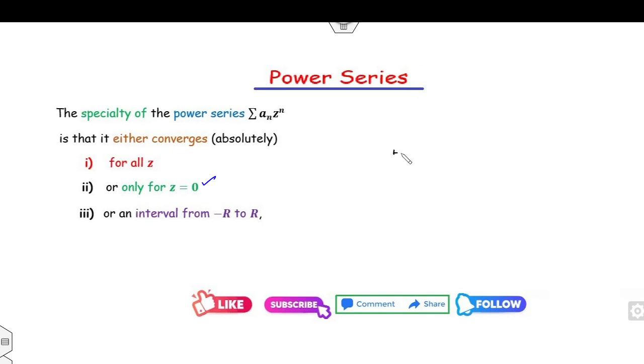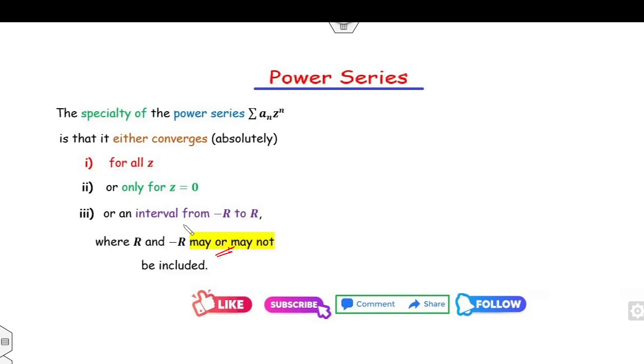The meaning is, if this is my complex plane, for all the values of z means the power series is convergent for all z. The second case is only at the center, that is c. And the third case is it converges for some values from minus r to plus r. However, always remember, at the value z equal to r or z equal to minus r, the power series may or may not be convergent.